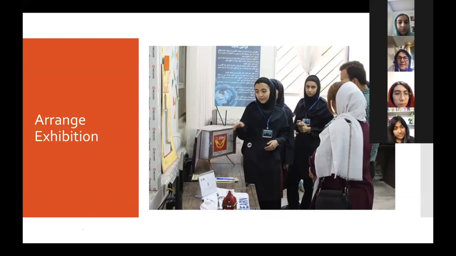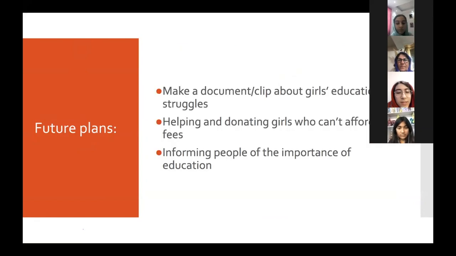At the end of the year, we had an exhibition where people from outside came and we presented our project. This is a picture of us, and there are some people, and we're explaining our project to them. Many of them liked it and thought it's a good way to encourage girls to fight for and catch their dreams and rights.